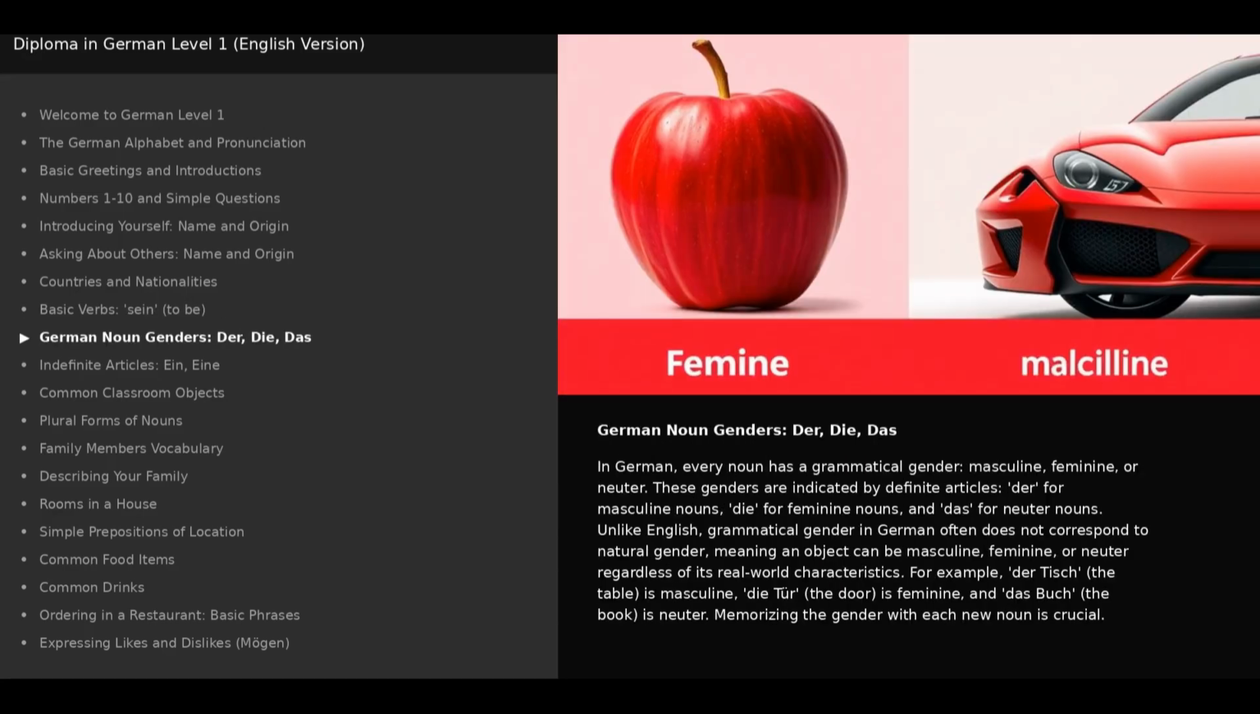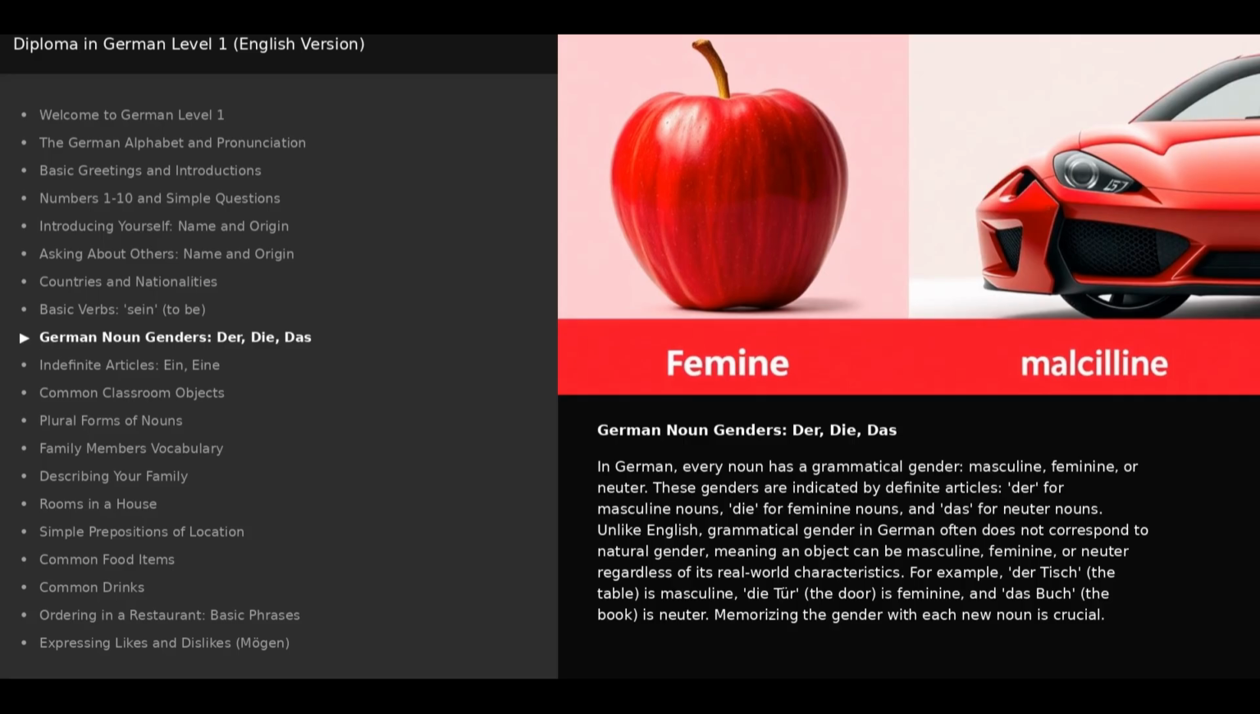German noun genders. Der, die, das. In German, every noun has a grammatical gender: masculine, feminine, or neuter. These genders are indicated by definite articles. Der for masculine nouns, die for feminine nouns, and das for neuter nouns.